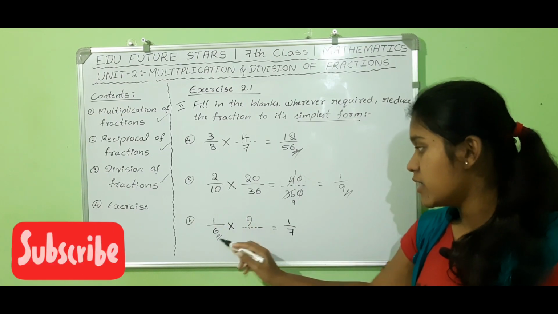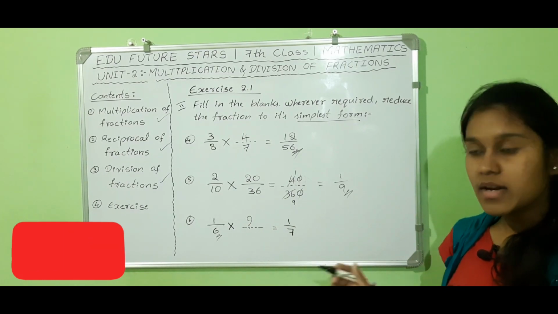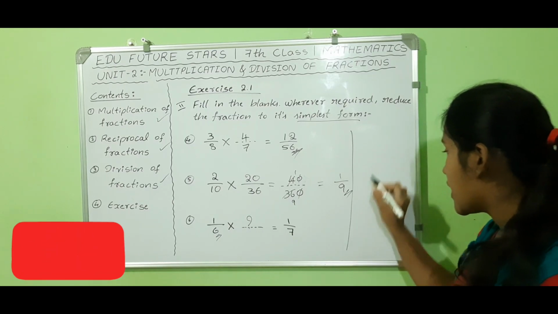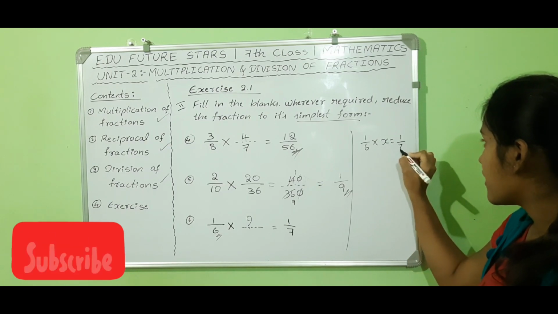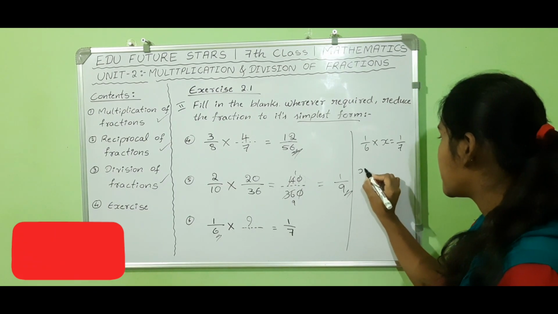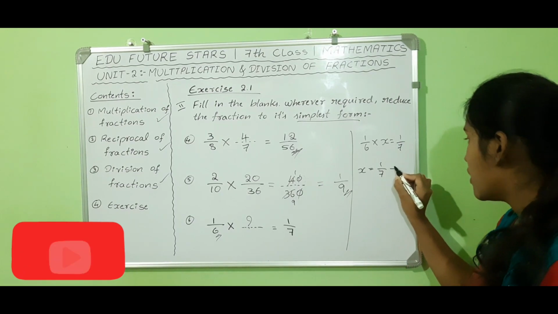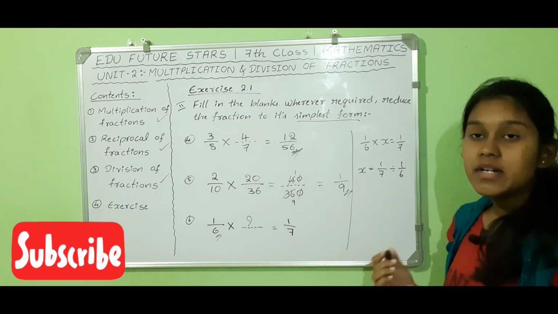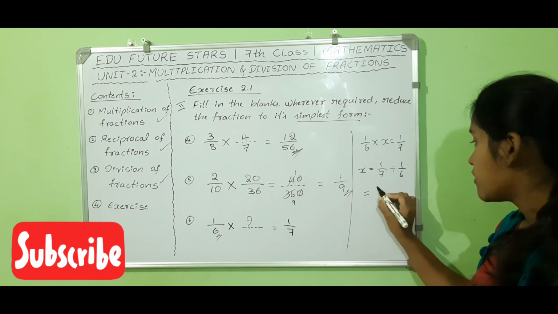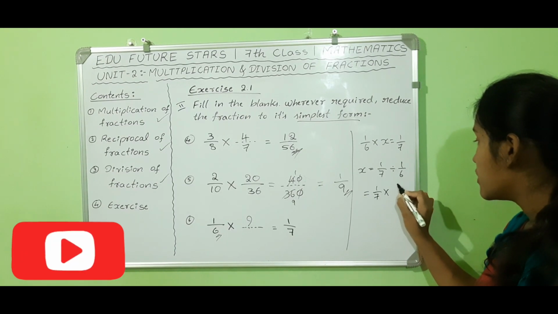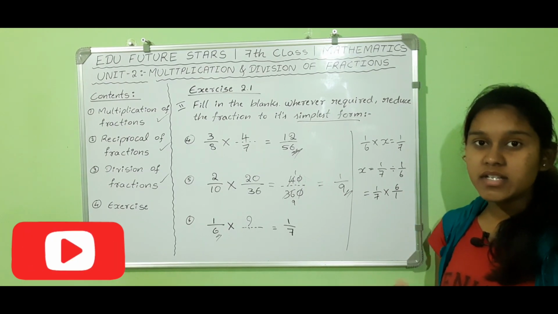So when this number goes to the right hand side, what will it become? It will go to the denominator, right? So it is divided. So how can we do this one? 1 by 6 into x is equal to 1 by 7. We keep the x as it is, and 1 by 7 is divided by 1 by 6, right? So we already learned in the basics, 1 by 7 into 6 by 1. Reciprocal and the sign will change. We already learned in the basics, right?